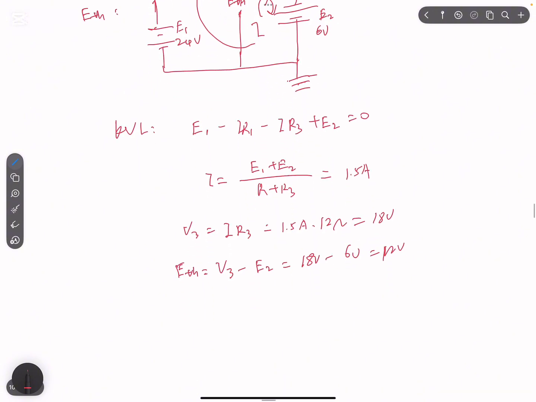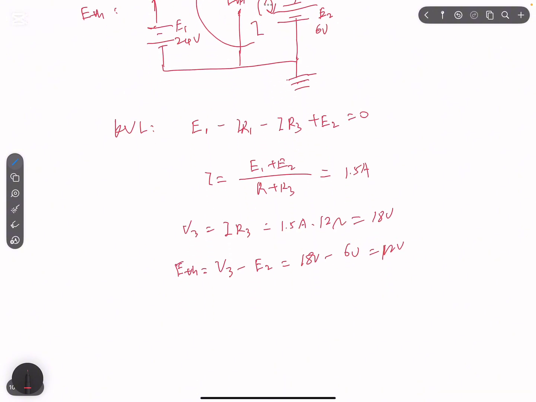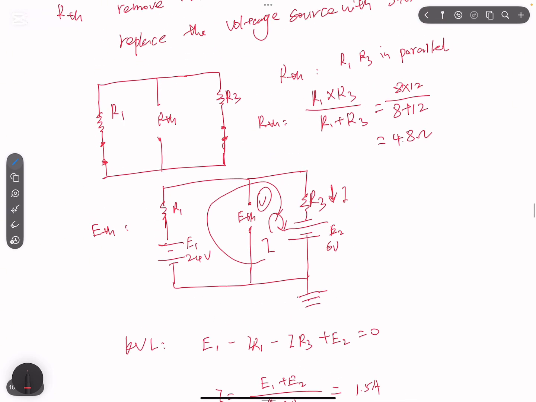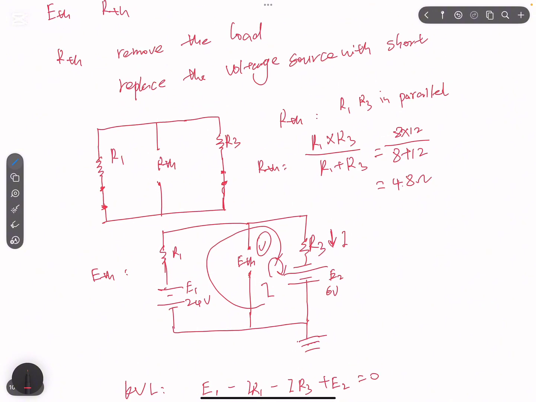So this is ETH. So the equivalent circuit will be this. The positive direction will be the same as the bigger voltage source. Then we have ETH. We have RTH here. So this is our equivalent circuit. Then we'll have RL here. This is our load. So this is how we convert the circuit to the Thevenin equivalent circuit.